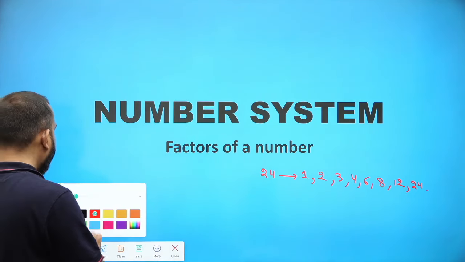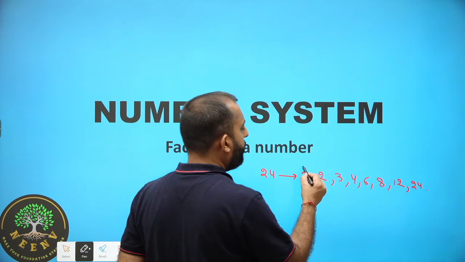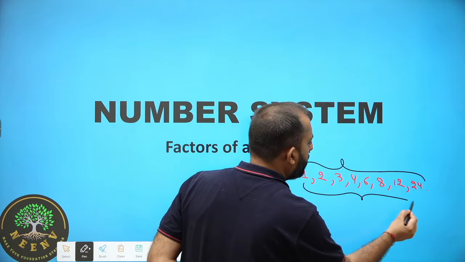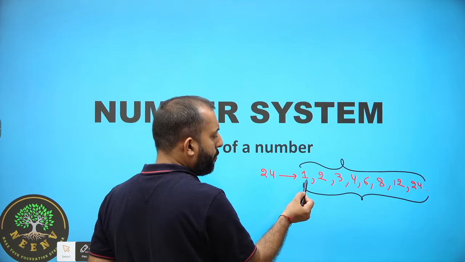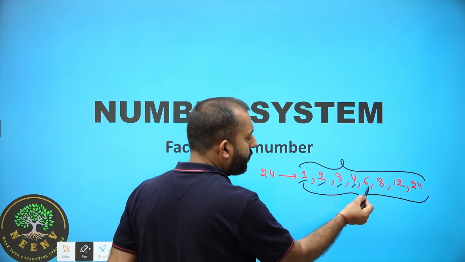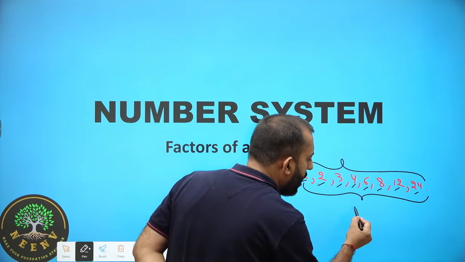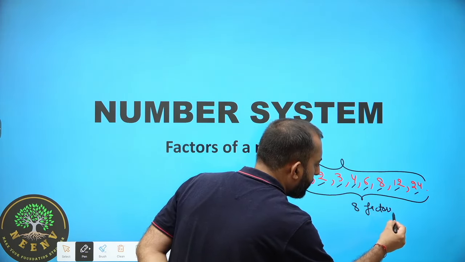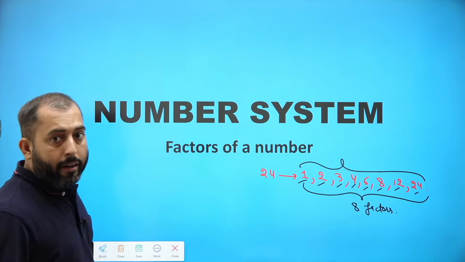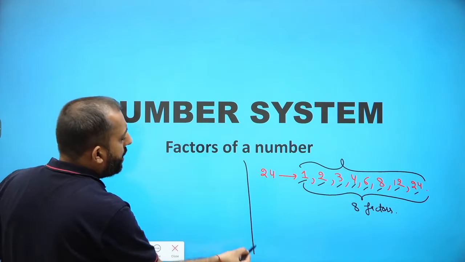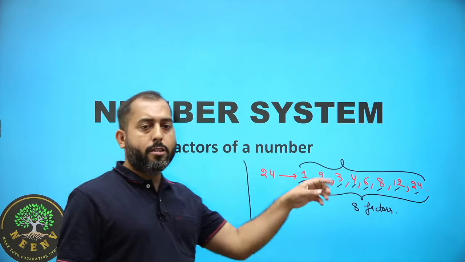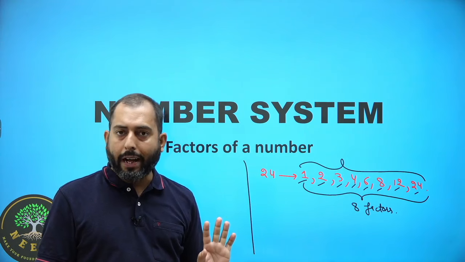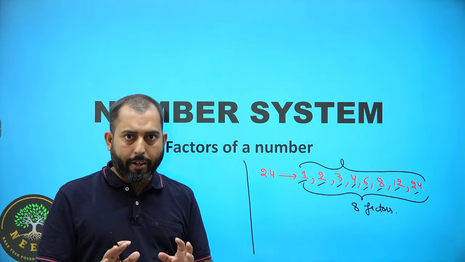So how many factors of 24 are there? If you count them: 1, 2, 3, 4, 5, 6, 7, 8. 8 factors of 24 are there. Done. Now, this is the manual way of calculating the factors. We have a shortcut for it.